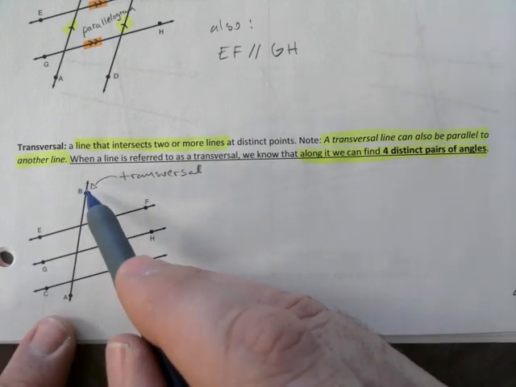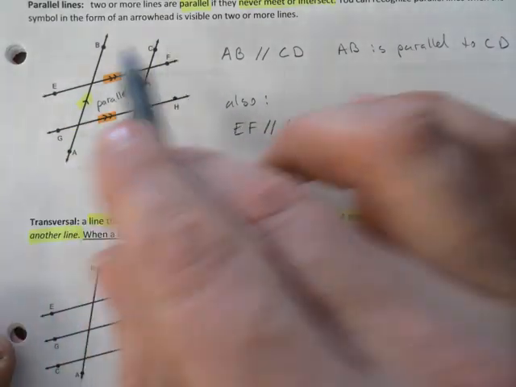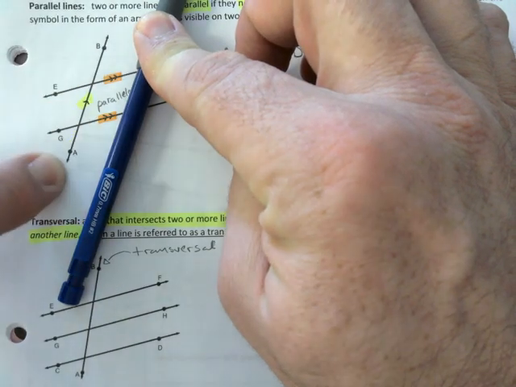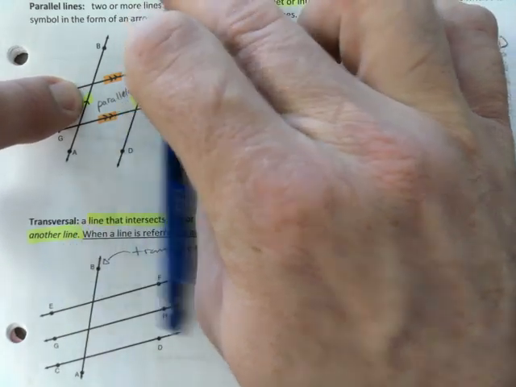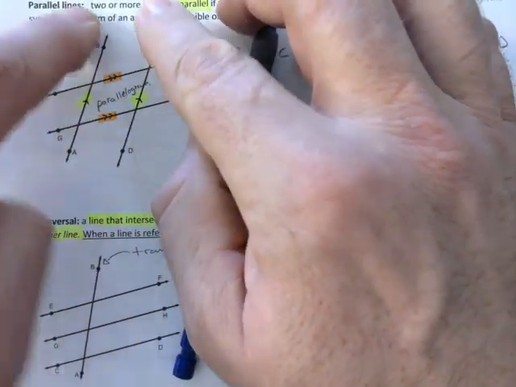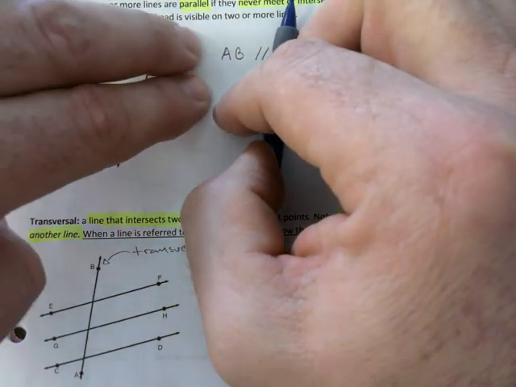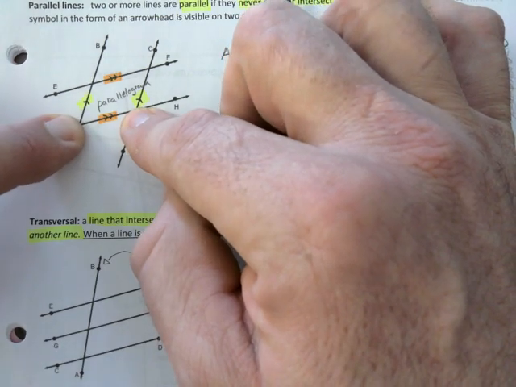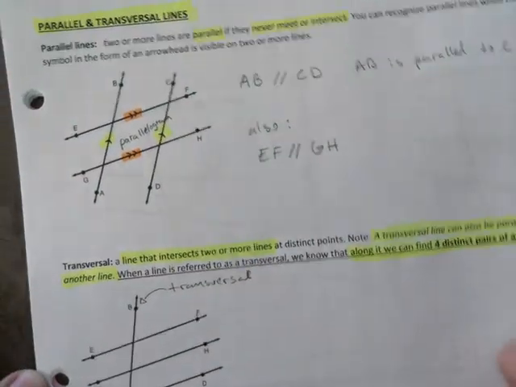Just keep in mind, let's just go up here for one second. In this particular case, if we forget about that one, this would be a transversal as well. But it happens that this transversal has a parallel line right across from it, right? So here you have two transversals going this way. But if you focus from this side, there's also two transversals, because each one of these is cutting two or more lines at distinct points. So keep that in mind. Keep going.